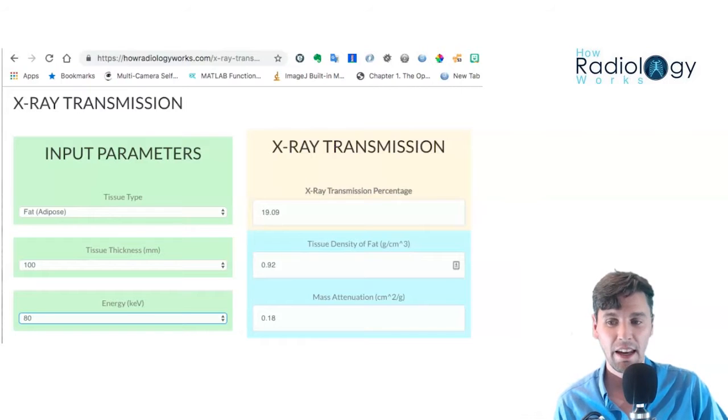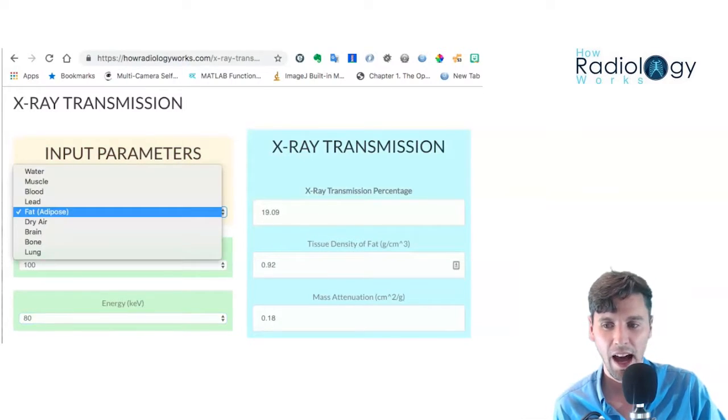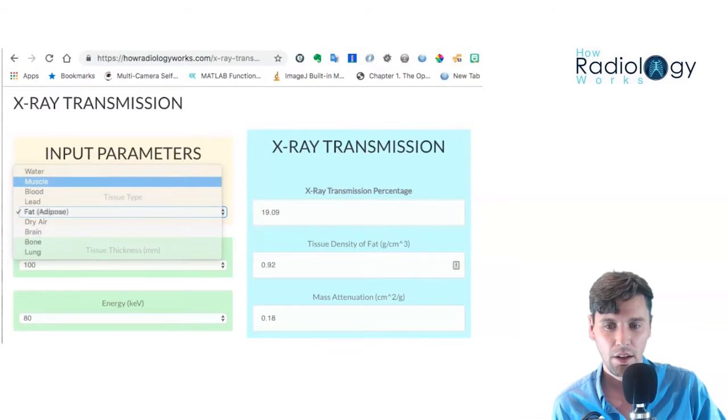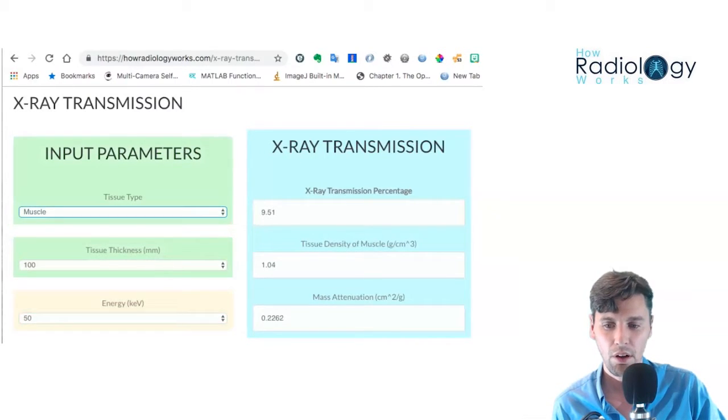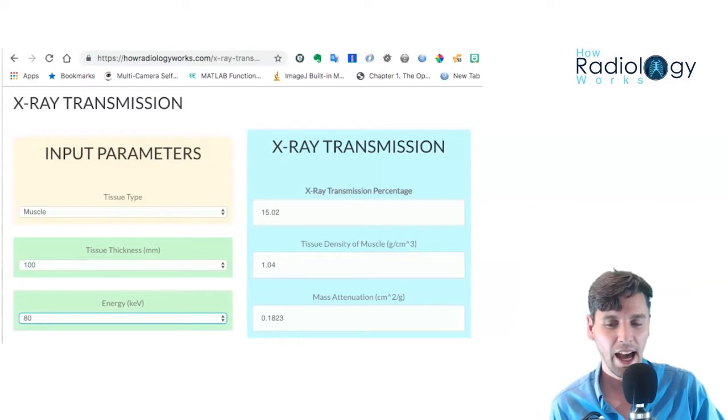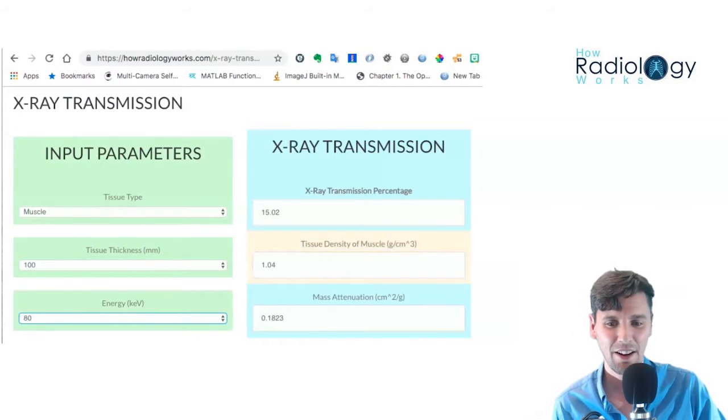So what we've learned again, adipose tissue, fat, is less dense than water. And what did we say about muscle in comparison with water and fat? We said muscle would have a higher attenuation, right? So if we go to muscle and we go to 80 keV, we're looking at just a slightly higher attenuation.